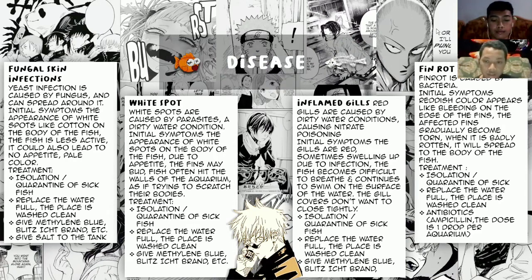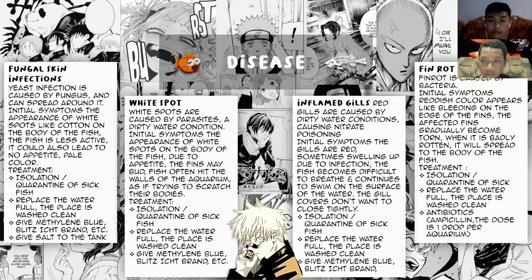Another condition is caused by dirty water pollution. The fish become short of breath and swim on the surface of the water. Treatment: isolation or quarantine for symptoms. Secondly, reduce the water pool. Keep the place quite clean.